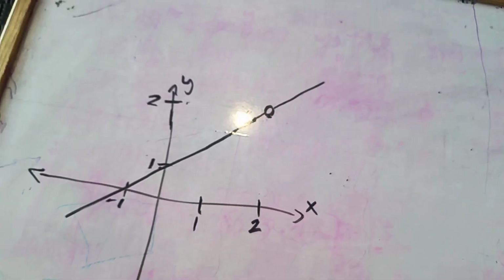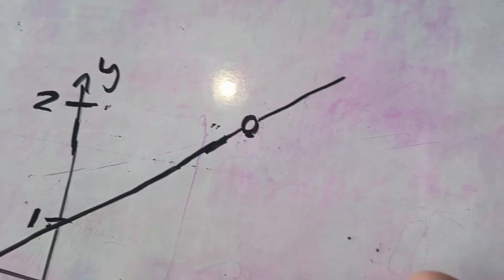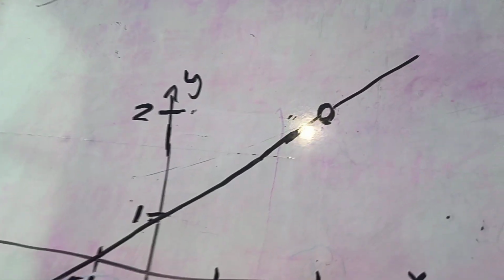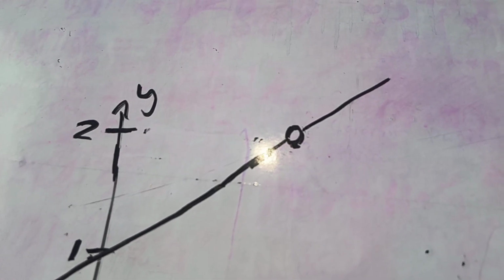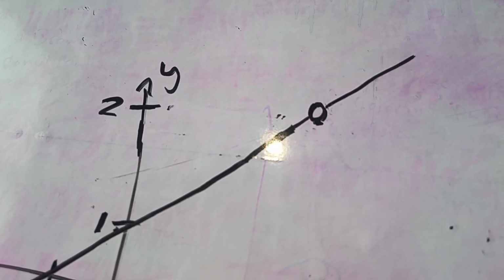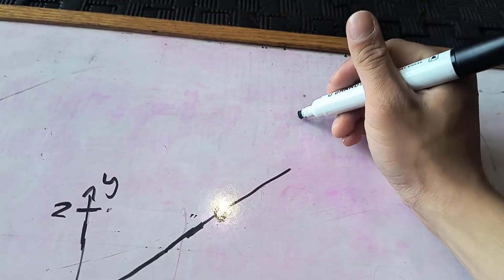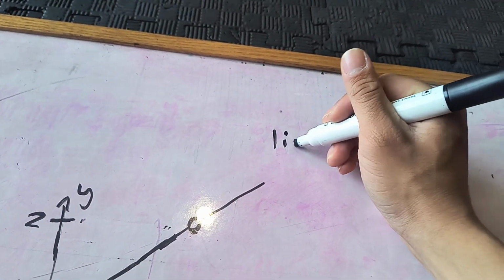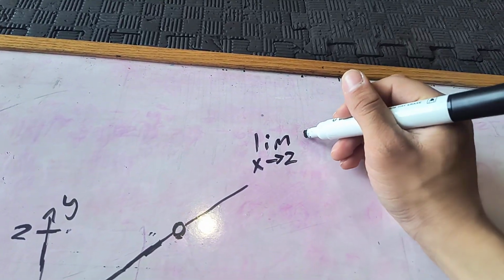Now, at this point there is a circle to represent that it's undefined. If we were to plug 2 into this function, we would get an undefined value. We wouldn't get 2. But as we approach 2, it appears that the limit for this function as x approaches 2 is equal to 2.